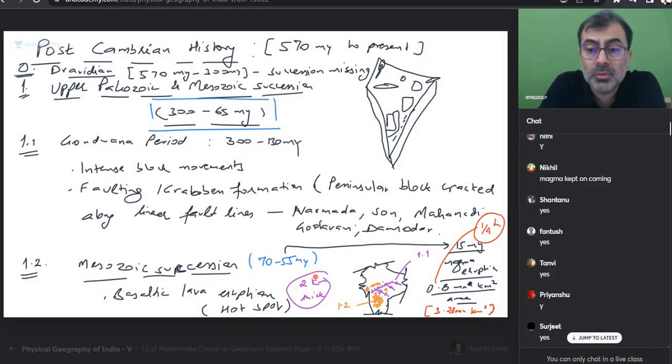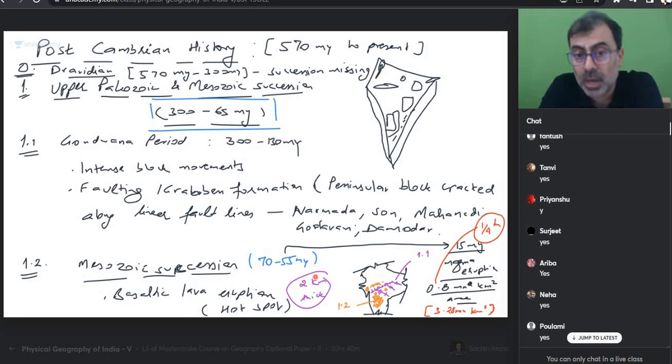So where are we? We are moving northward, and this is happening to peninsular India. I want to tell you, today the Rift Valley has the rivers Narmada, Sond, Mahanadi, Godavari, Damodar, and the basaltic lava eruption area is the area where we have the black soil region. True? Is everyone getting that?